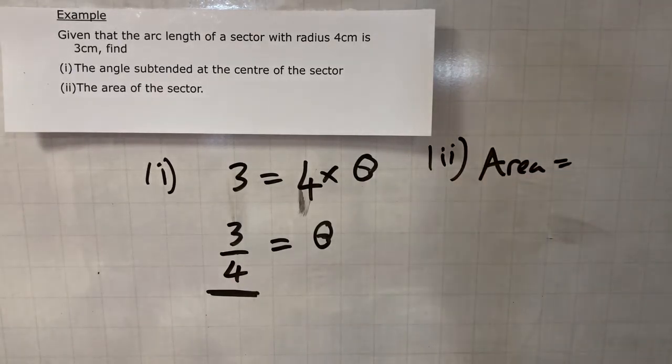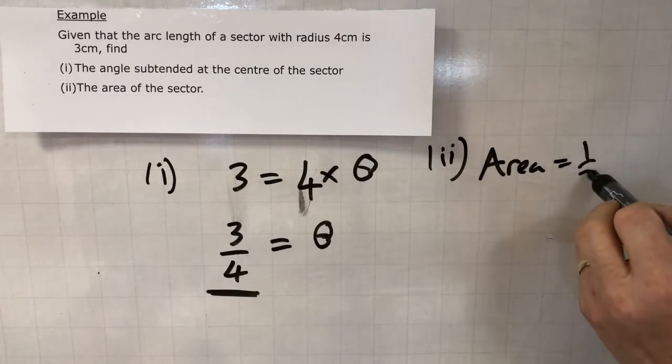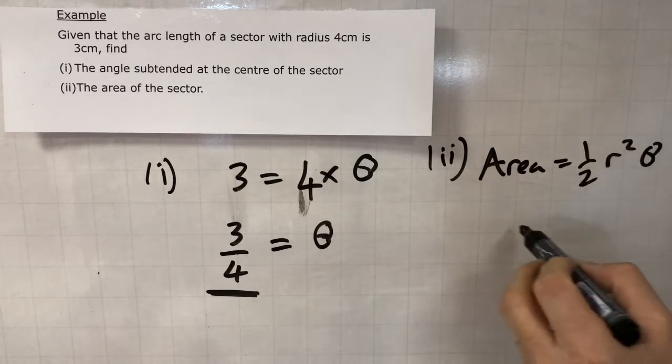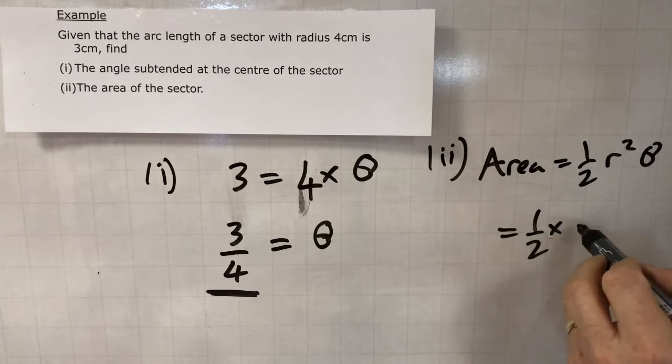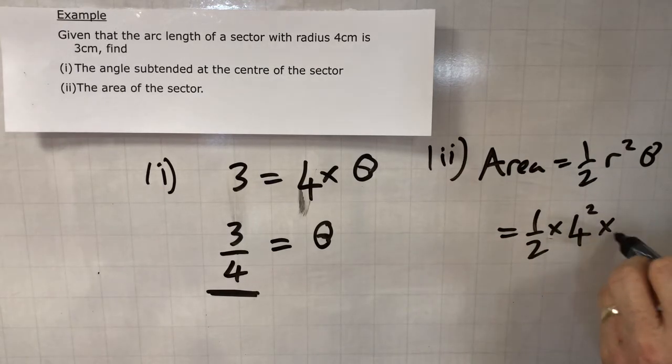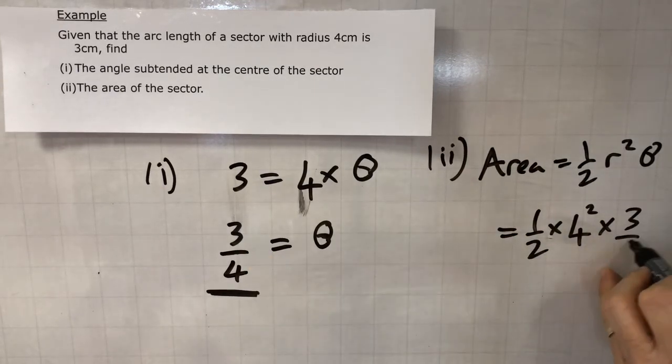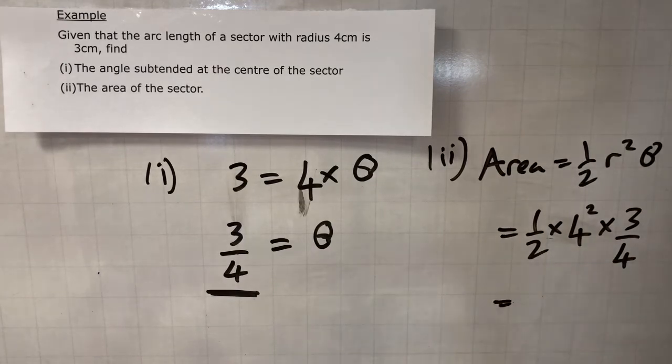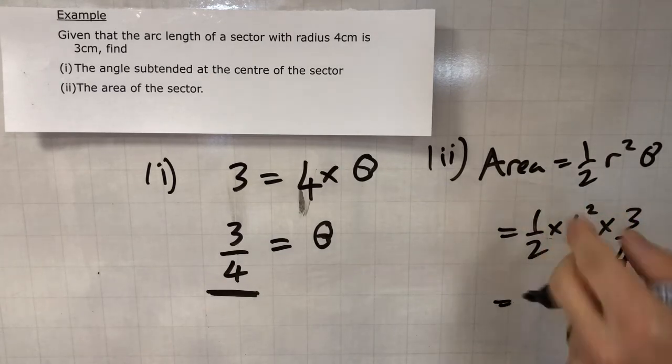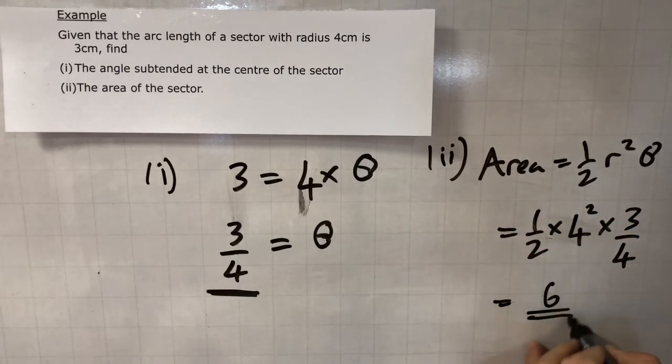Number 2, to work out the area of the sector, we quote the formula, a half r squared theta. So that's a half of 4 squared times 3/4. We could use a calculator or just witness that one of those 4's cancels. So you've got 3 times 4 and halved, so you've got 6.